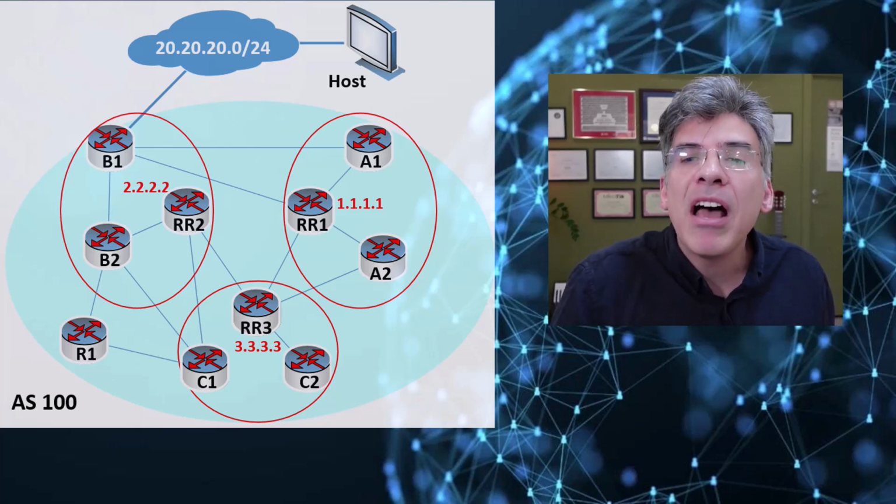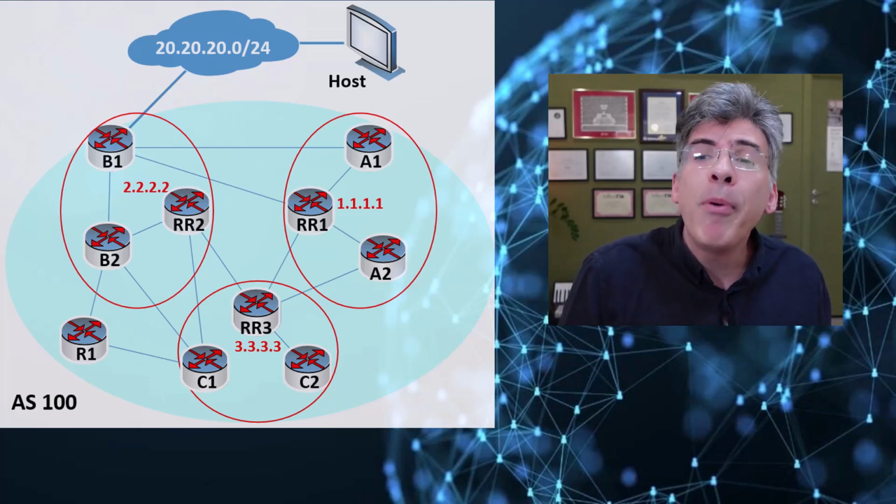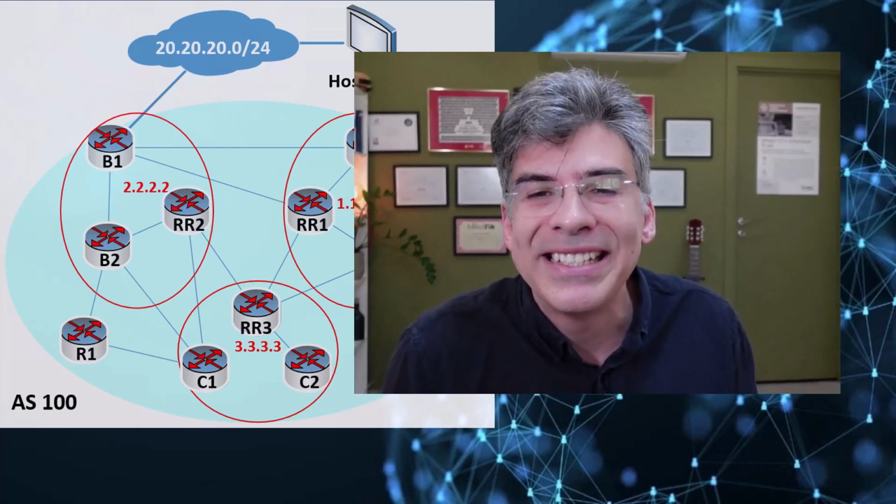So that's the purpose of the Cluster List BGP attribute and why it's an important part of the Route Reflector iBGP design due to the absence of the iBGP split horizon rule.